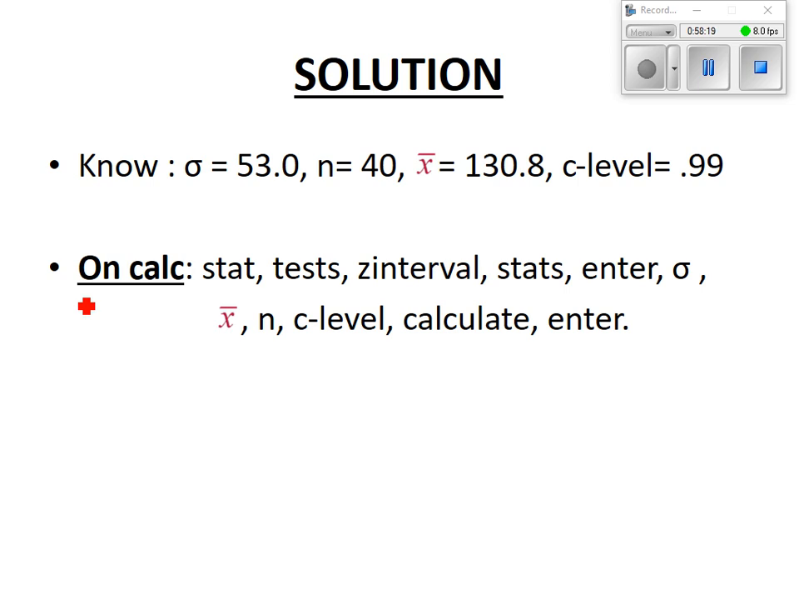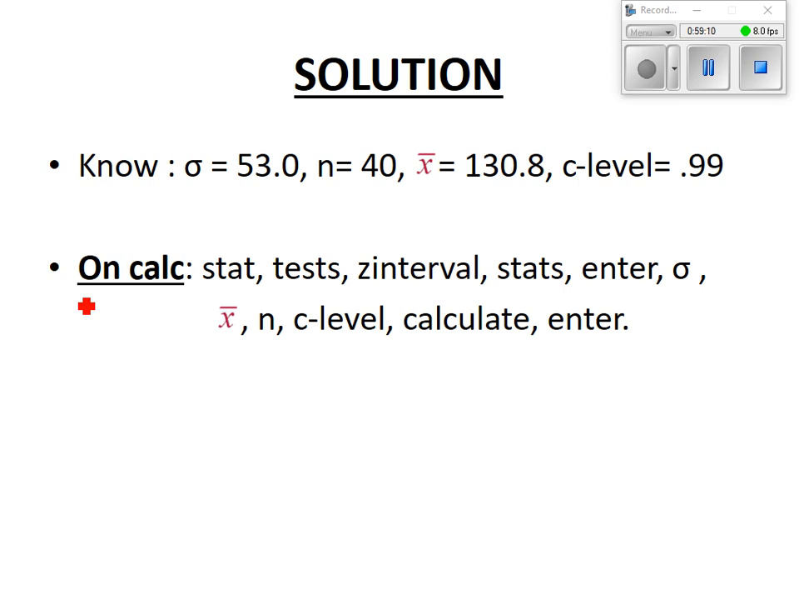So the first thing I hit, stat, go over to test, go down to Z interval, hit enter, and it says data or stats. We want stats, so you gotta go over to stats and hit enter. Your sigma is 53. Your X bar was 130.8. Your N was 40. And our confidence level this time, we wanted a 99% confidence level, so 0.99. And we go down to calculate.